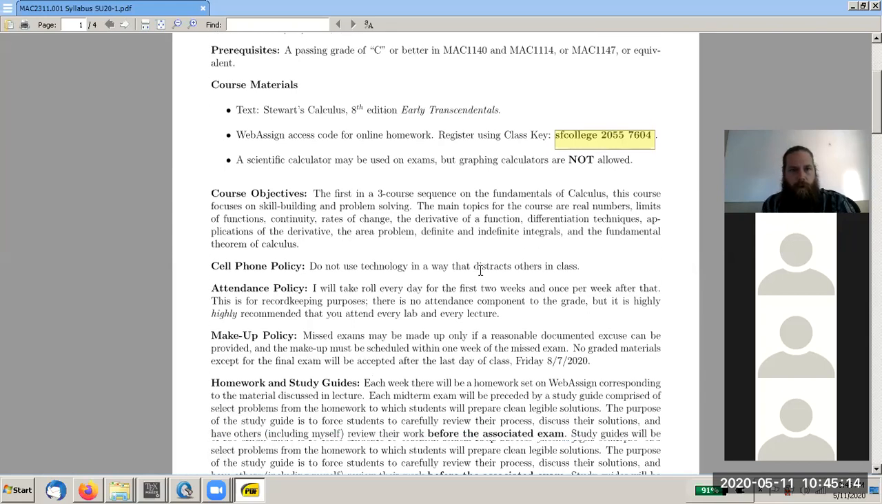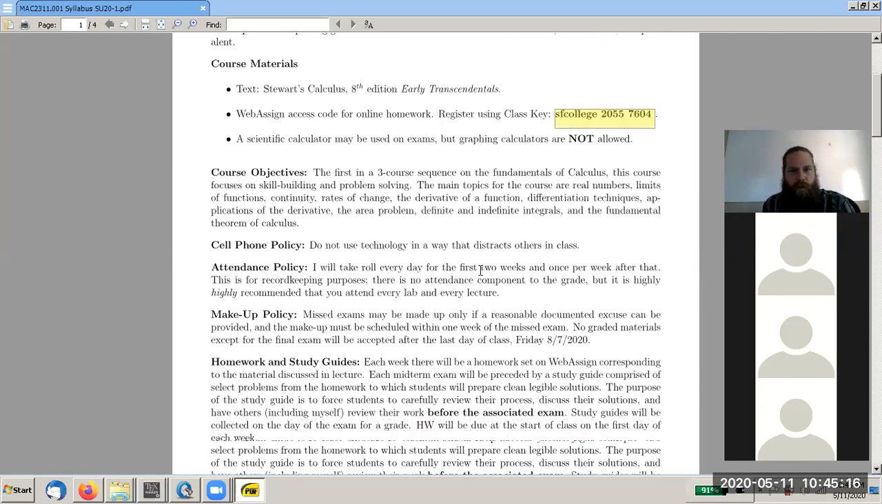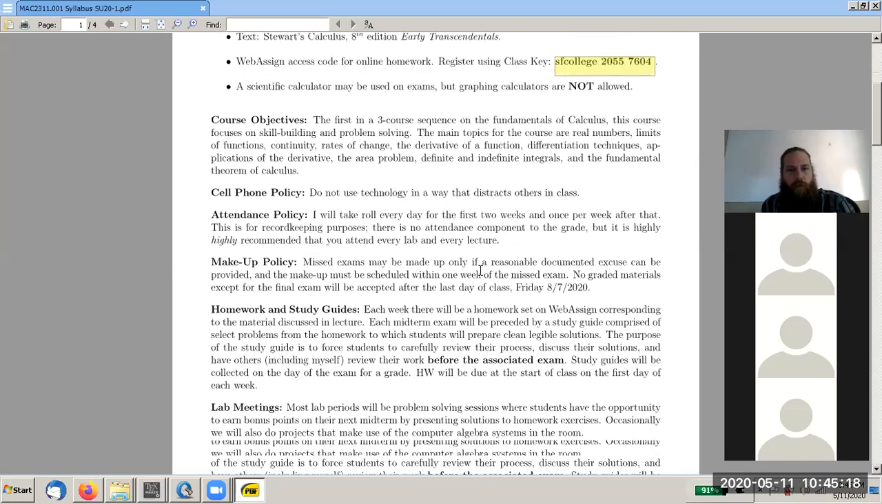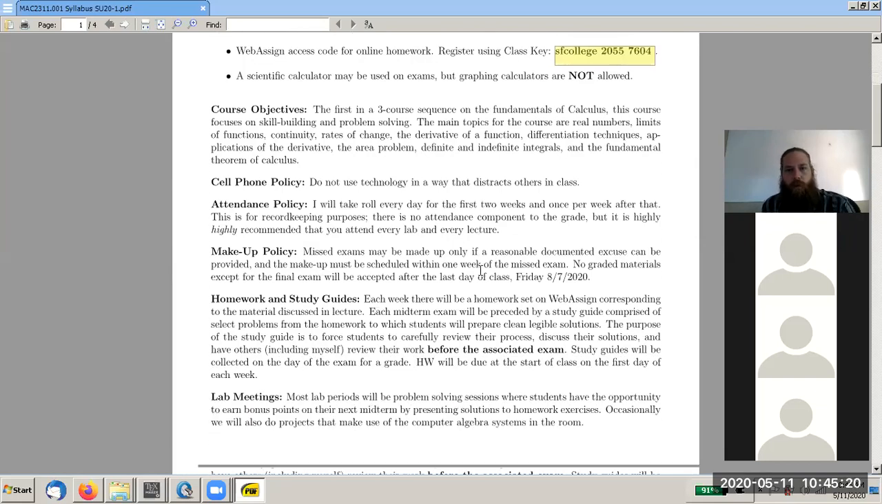Okay, all right, so the textbook and WebAssign, those are them. Course objectives: this is Calc 1, so we're going to talk about Calc 1 stuff. The Calc 1 stuff is real numbers. The real numbers turn out to be a very strange place, stranger than you may think. Limits of functions: this is something you may or may not have talked about a little bit in your pre-calculus class, but we like to ask what happens not at a point on a graph, but very, very nearby.